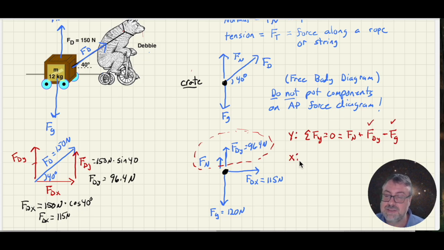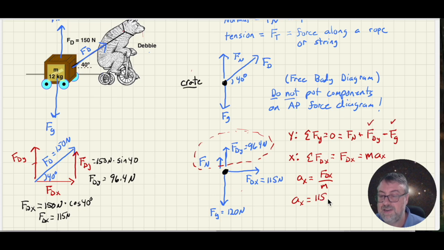In the x direction, there is only one force. That force in the x direction is the x part of Debbie's force, and that would be equal to the mass times the acceleration in the x direction. So if I wanted the acceleration of this crate, I would say that the acceleration was equal to Debbie's force in the x direction, the x component, divided by the mass. That's going to be equal to 115 newtons divided by 12 kilograms. Positive. All right, one last observation.